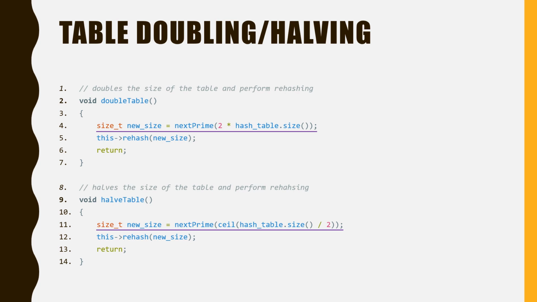Now, let's take a look at the functions for table doubling and table halving. In lines 4 and 11, we use a function called nextPrime to compute the target hash table size after the table doubling or halving. Recall that the target size should be the smallest prime number that is larger than its parameter. Therefore, the nextPrime function is essentially a binary search algorithm applied to the set of preloaded primes. After computing the target size, we will call the rehash function.